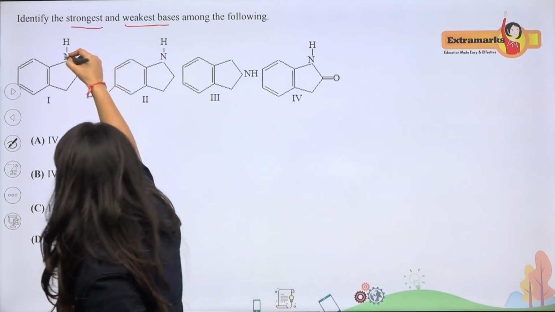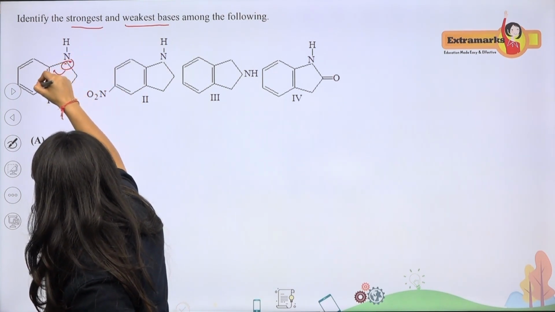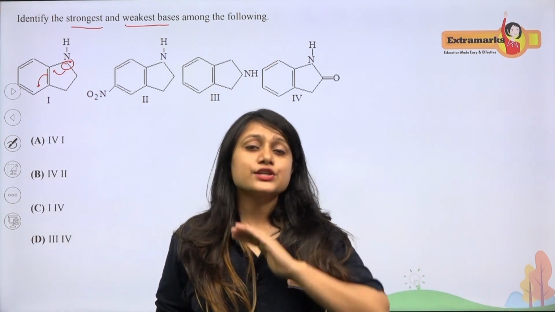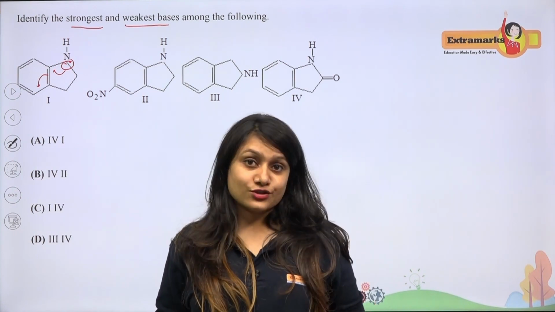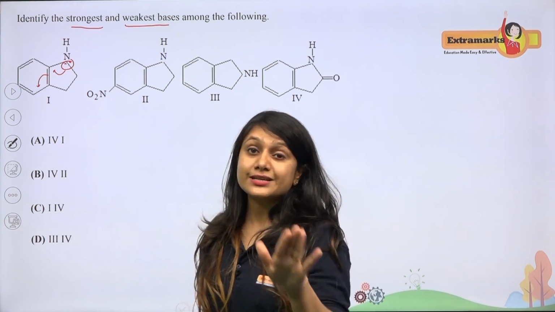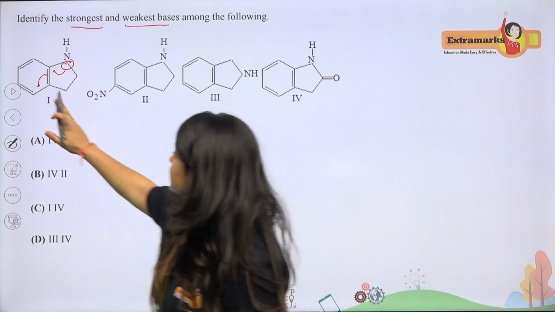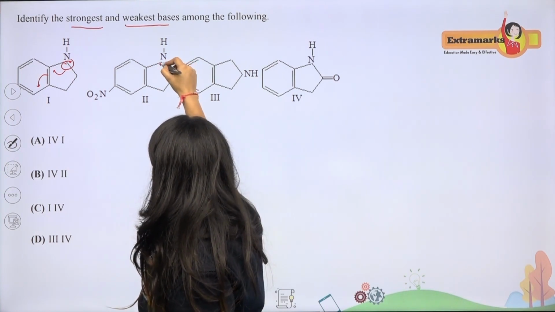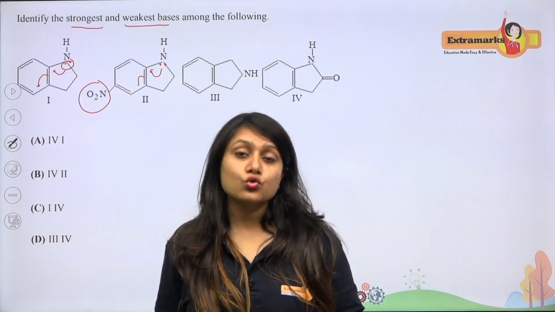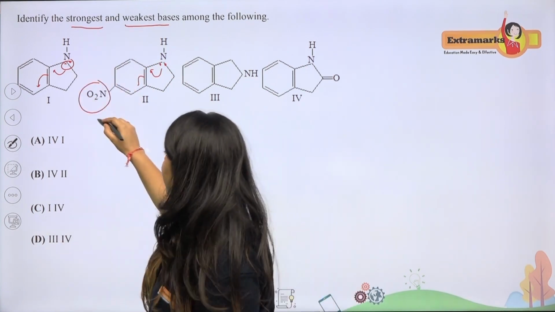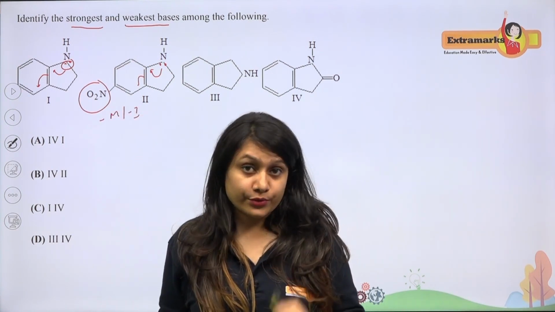Now as you can see, the lone pair of this nitrogen can participate in resonance here. That means it is not that free. It does not take part in basicity, it is participating in resonance. So it is not free, and it does not work as a good base. Coming to another example, what is the difference between these two? Again, the lone pair is participating here, and there is a group, NO2, which shows minus M as well as minus I, which again decreases the basicity, right?